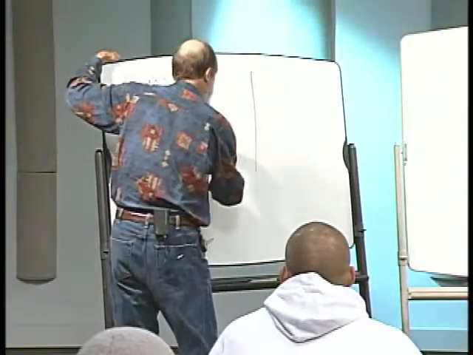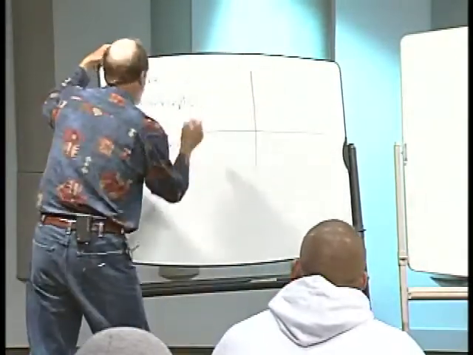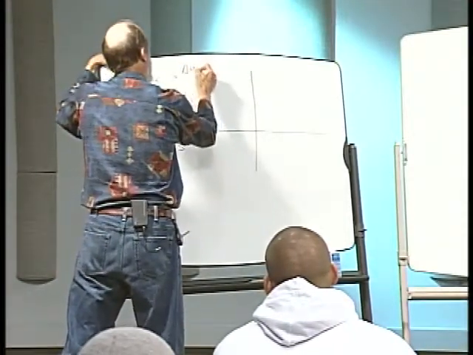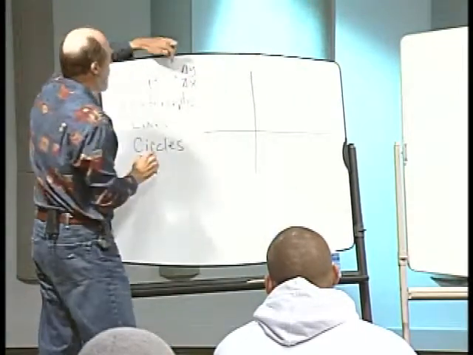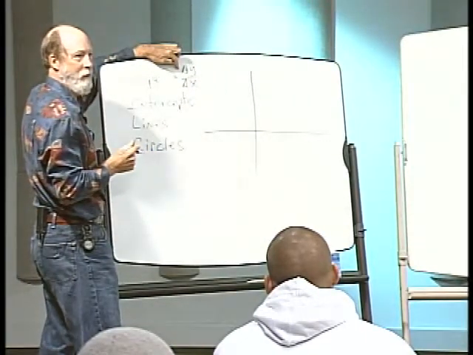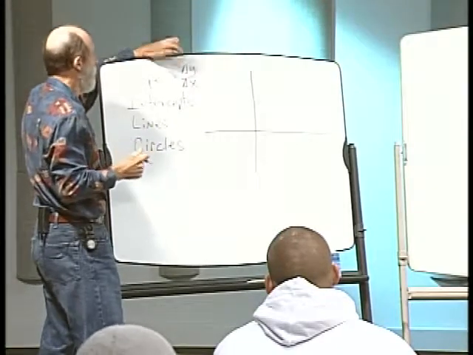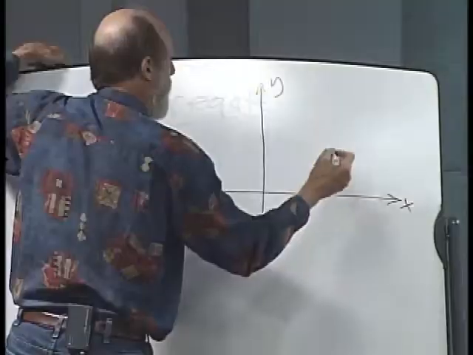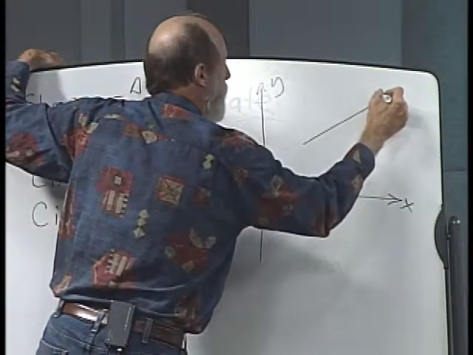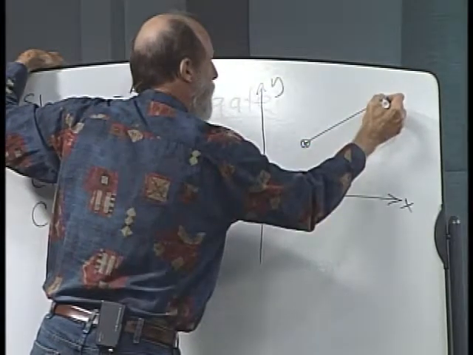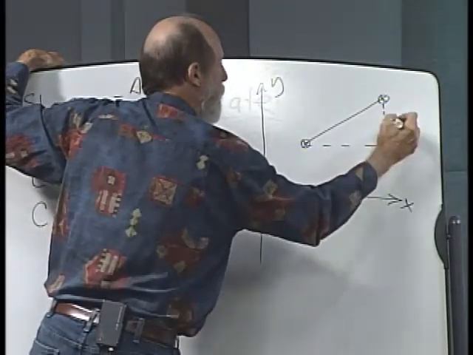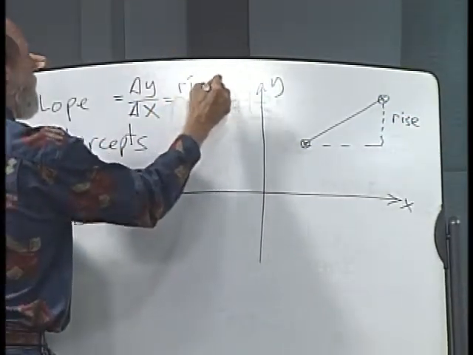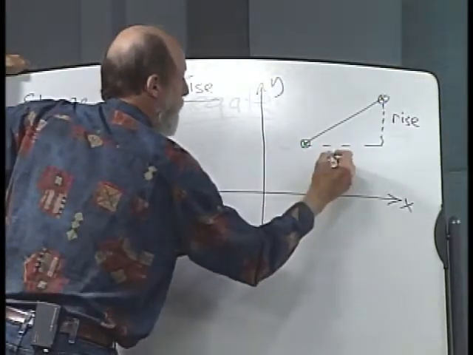Here's the idea on slopes. We know that slope equals change in y over change in x. The Greek letter delta is to indicate change. Change in y over change in x. If you take a Cartesian axis system and I put some line segment on there between 2 points, then the change in y is this rise, and the change in x is the run.